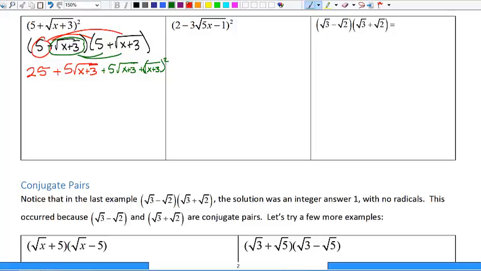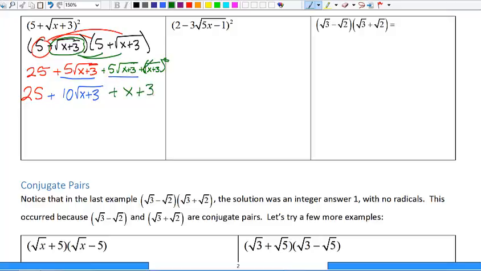And let's reduce if we can. The first term is 25. That doesn't have anything to reduce, nor does it have any like terms. The two middle terms, 5 times the square root of x plus 3 and 5 times the square root of x plus 3, both have the x plus 3 underneath the radical exactly the same, which means I can add their coefficients to get 10, and the radicands stay the same.